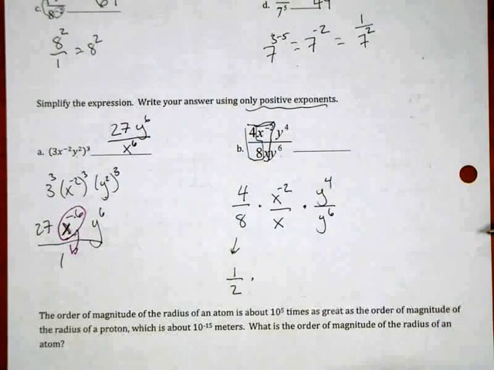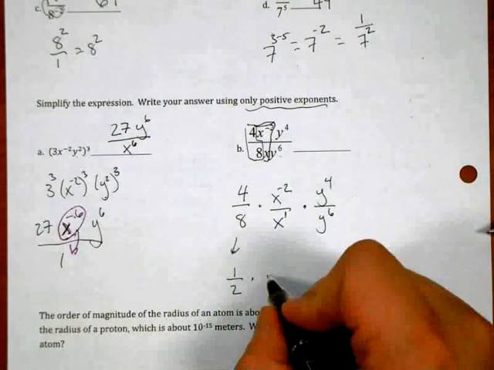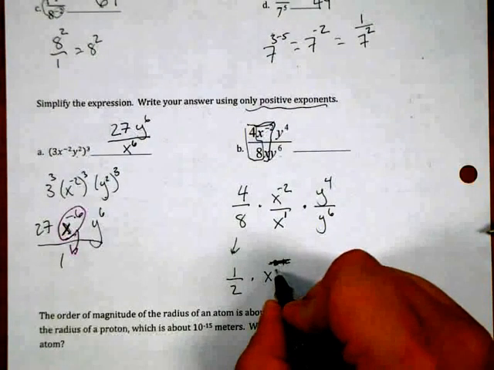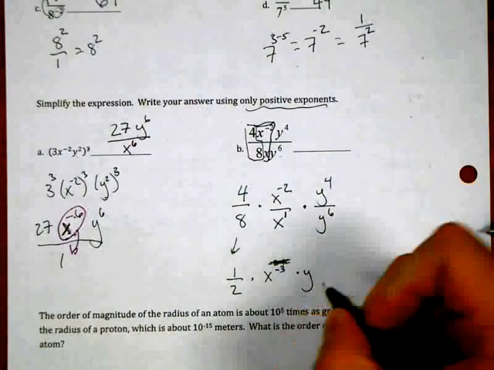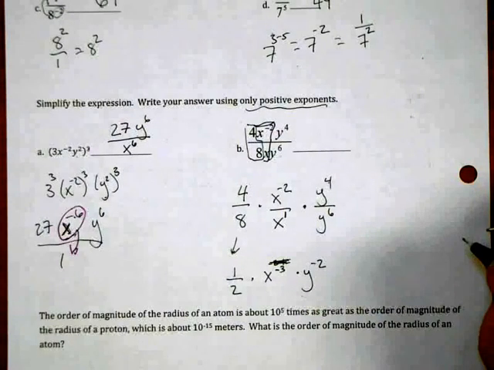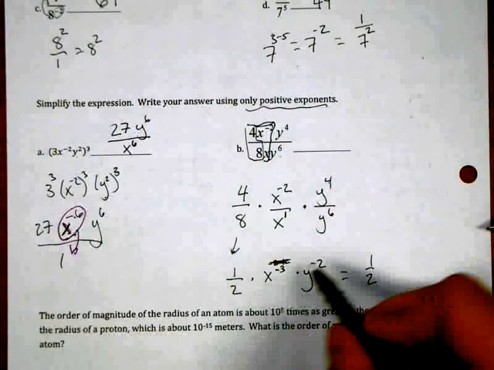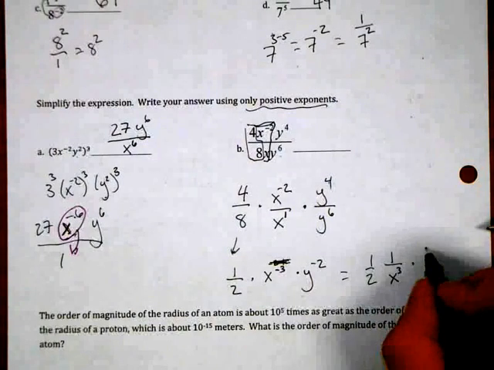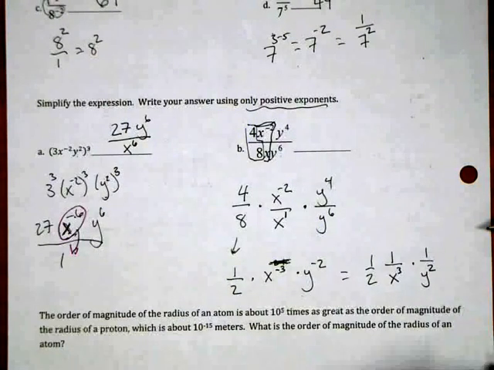So 4 over 8 reduces to 1 over 2. x to the negative 2 divided by x, remember there's a hidden 1 here. It could be x to the negative 2 minus 1, which is really x to the negative 3, times y to the 4 minus 6, which is y to the negative 2. Okay, I don't want negative exponents, so I have the 1 half. x to the negative 3 is the same as 1 over x to the positive 3. y to the negative 2 is the same as 1 over y to the positive 2.